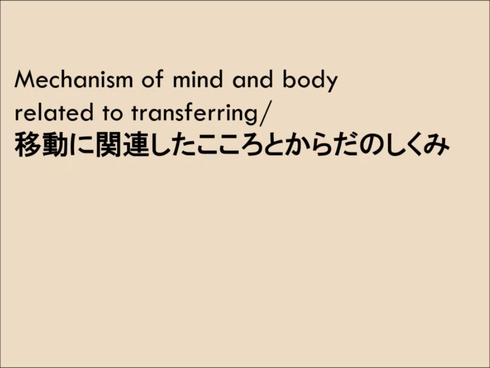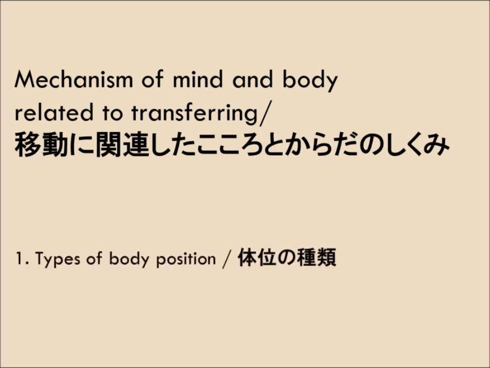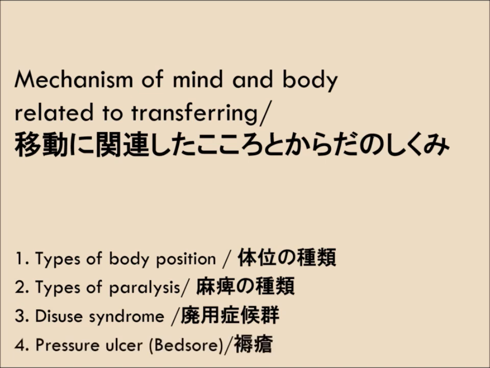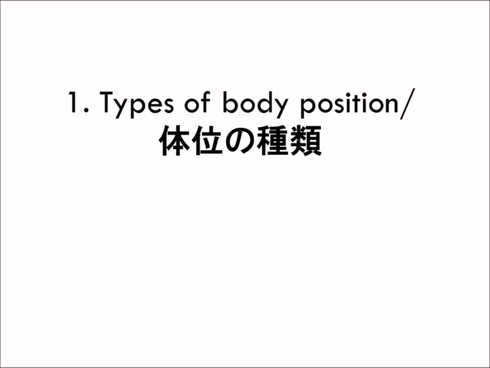Second chapter is Mechanism of Mind and Body related to transferring. There are 4 sections. 1. Types of body position. 2. Types of paralysis. 3. Disuse syndrome. 4. Pressure ulcer, bed sore. 1. Types of body position.